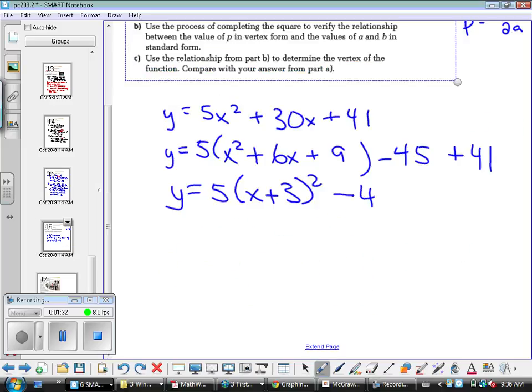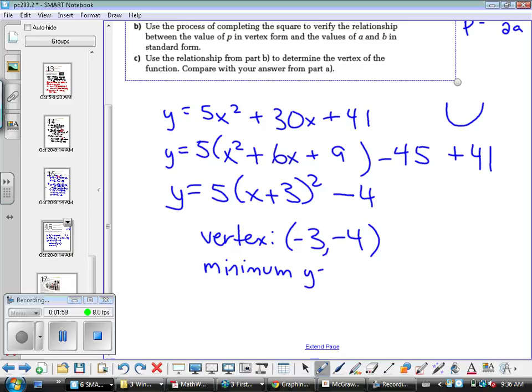So what do I have? I've got a parabola that's going to be quite narrow. It's going to open up, and it's got its vertex at negative 3, negative 4. Let's see. It asks us then what the maximum or minimum value of the function is. We know that if it's going to open up, it's going to have a minimum value. So it's going to have a minimum y value of negative 4 when x is equal to negative 3, right?